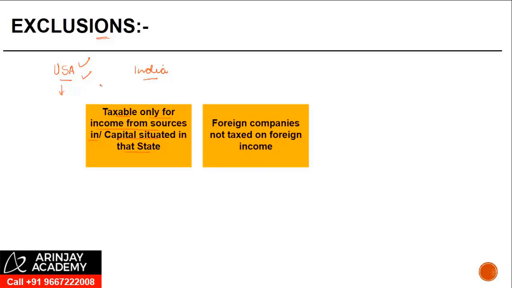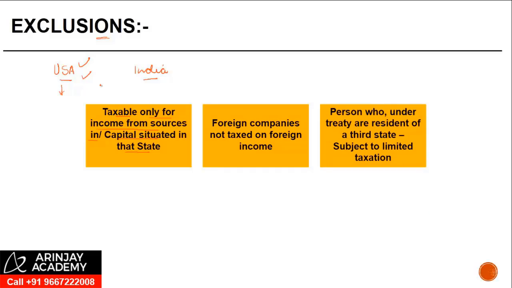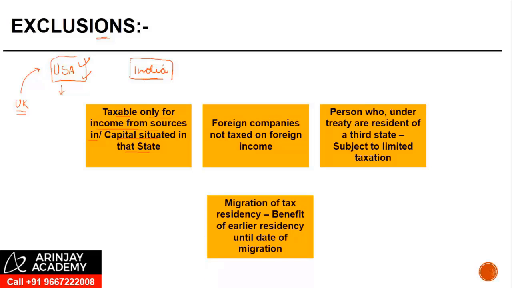Foreign companies which are not taxed on foreign income are generally not considered residents of those states. So let's say again, there's a foreign company which is UK based, and they derive some income from the US, right? And they are not taxed in the US on their foreign income, then for India-US treaty purposes, they will not be considered a resident. Persons who, under the treaty, are residents of a third state, right? Obviously, they will not be considered as residents.